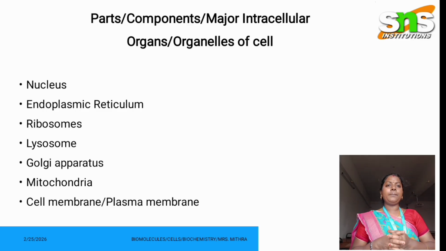And this is all about the major parts and components involved in the cell, which we call cell organelles. Several types of cell organelles are present, like nucleus, endoplasmic reticulum, ribosomes, lysosomes, Golgi apparatus, mitochondria, cell membrane, plasma membrane, cell wall, vacuoles and capsules. These are the major cell organelles present in most living organisms like bacteria, plants and animals.